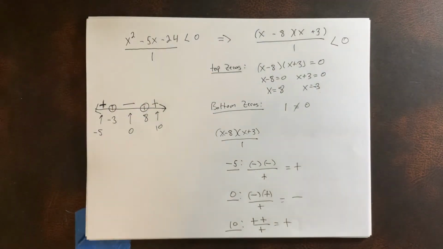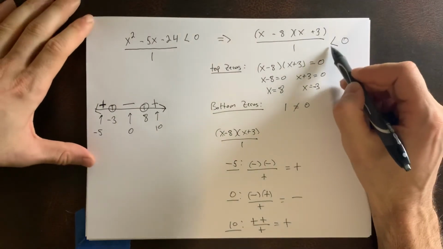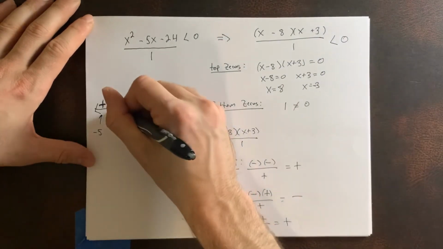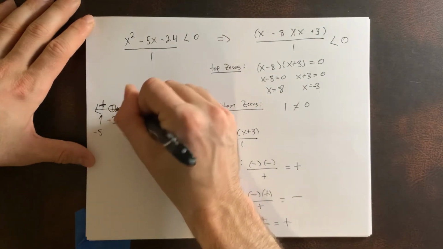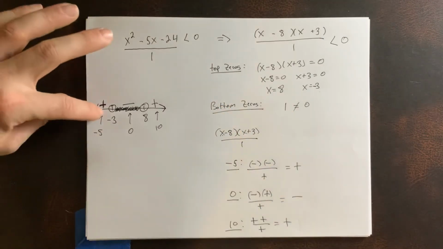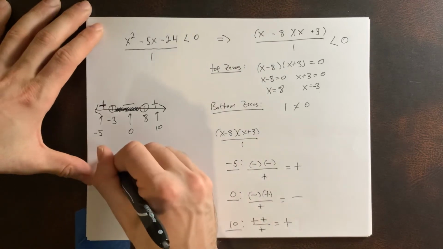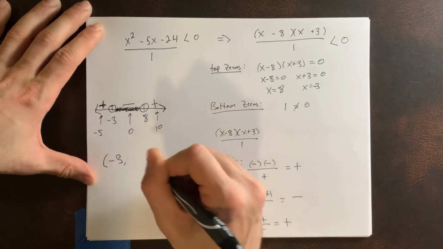Okay, so we're done with that, and now we need to go back to our original problem. What are we looking for? Well, it's telling us we want less than 0. So less than 0 means negative. So the only negative section we have is in this middle. All right, so there's the region we want, and if we put that into an interval, it'll be minus 3 all the way up to 8.